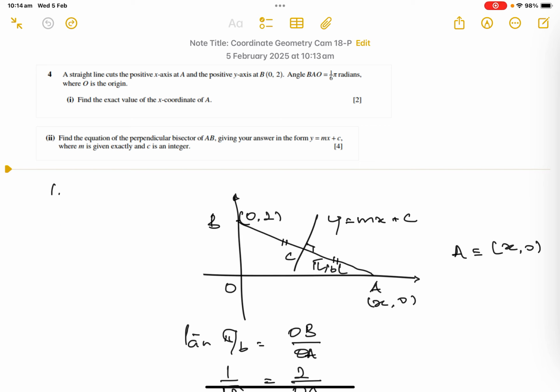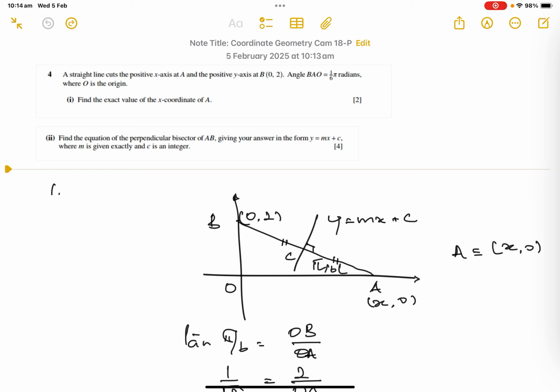A past question on coordinate geometry from Cambridge International. A straight line cuts the positive x-axis at A and the positive y-axis at B. Its coordinate is (0, 2). Angle BAO is 1/6 pi radians, where O is the origin. Find the exact value of the x coordinate of A.